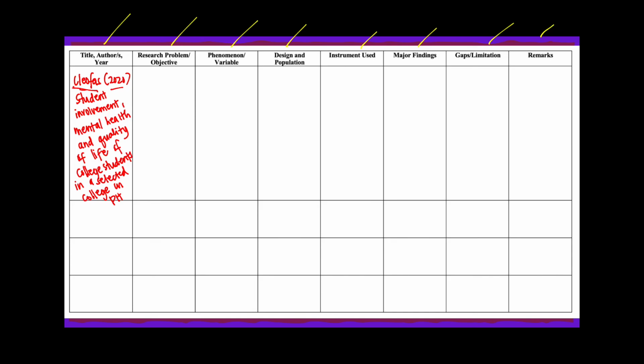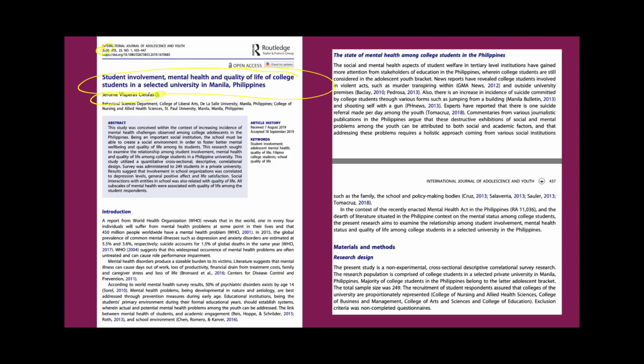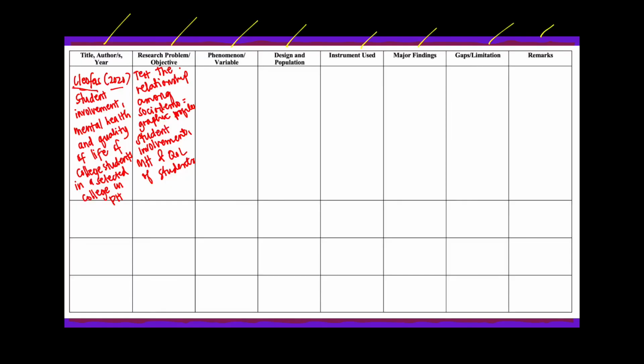So now we look for the research problem. Where is the research problem in the text? Usually you find it at the end of the introduction, or they could tell it immediately in the study as a specific subsection. What I looked into here is that it tried to examine the relationship among student involvement, mental health status, and quality of life of college students. So let's put that in the table. Here I wrote the research problem: the study aims to test the relationship among socio-demographic profiles, student engagement or involvement, mental health, and quality of life of college students. And then let's move to the phenomena or the variables that are being measured in the study.